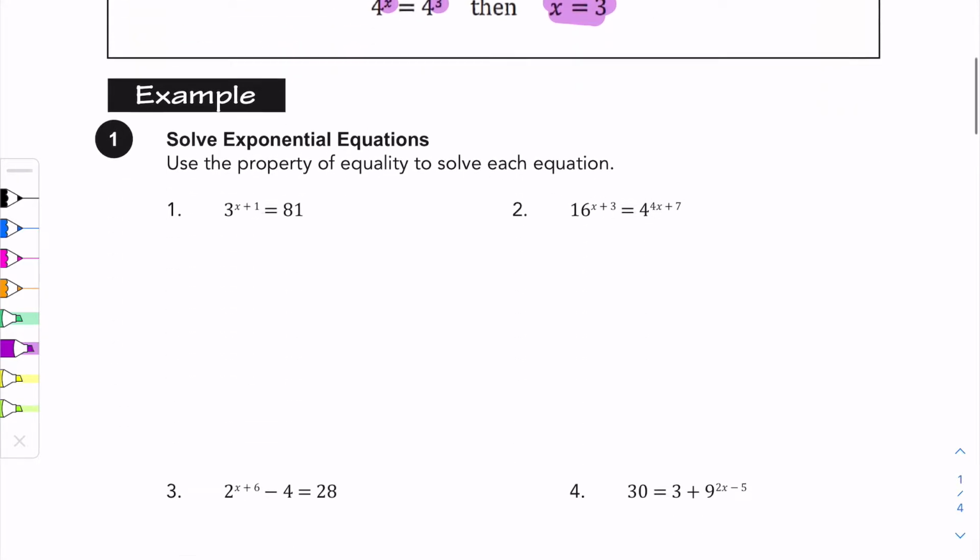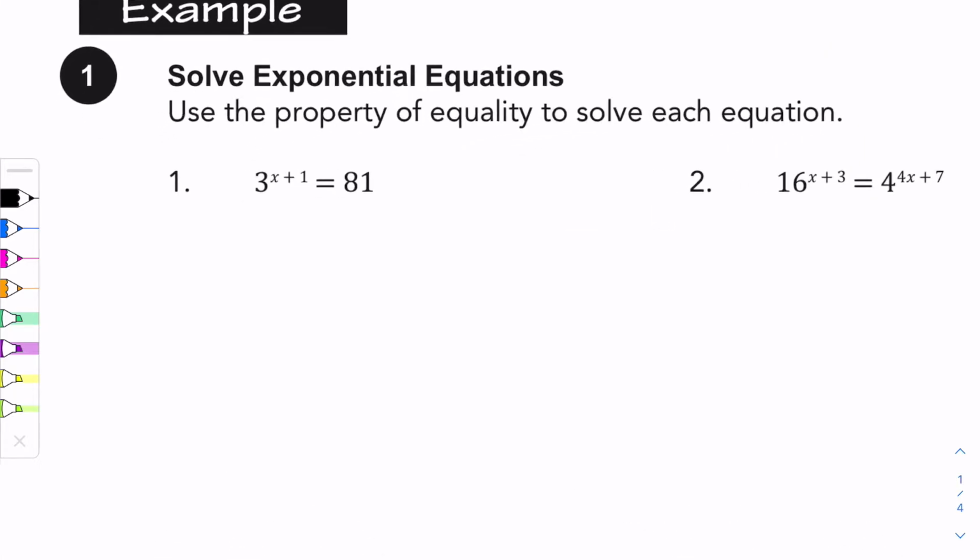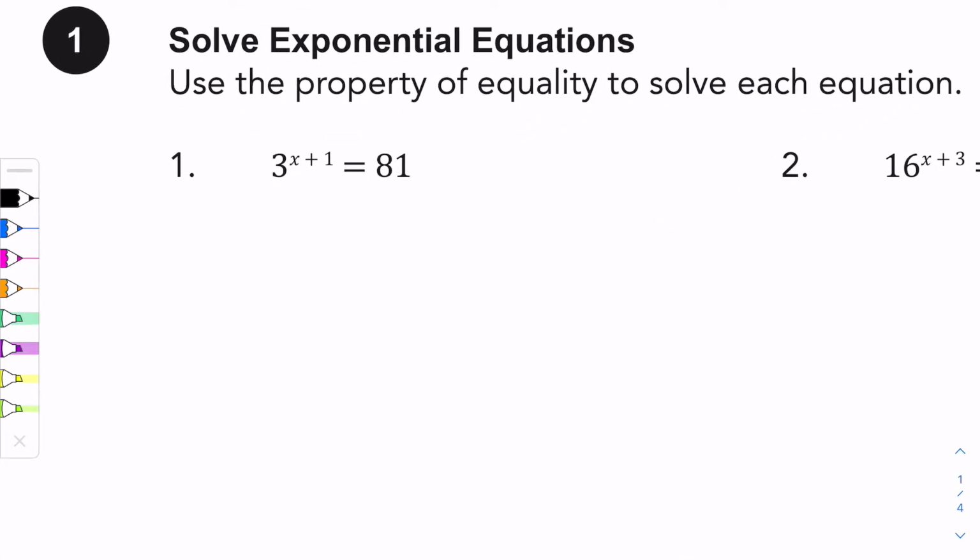Let's take a look at these 4 examples. These are definitely more complex than the examples you saw in the note sheet yesterday. For number 1, we have 3 raised to the power of x plus 1 is equal to 81. So the first step would always be to isolate just the one single value on each side, meaning sometimes you might have to add or subtract some numbers. But in this case, we have one single value on each side, so we're all set with that.